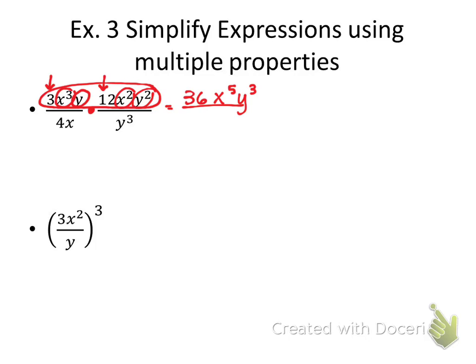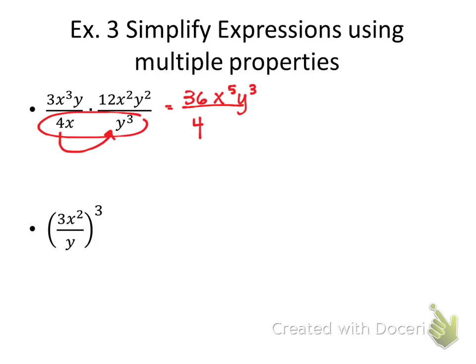Now, let's simplify the denominator of this fraction because it's the same thing. I want to ask myself, does 4 have anything to multiply with? Nope, so I just write 4. Does this x have anything to simplify with? No, so I just write x. Does my y have anything to simplify with? Nope, so I just write y to the 3rd.